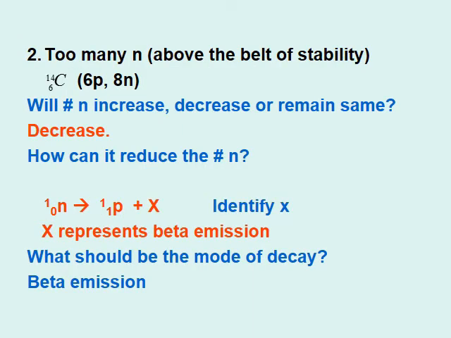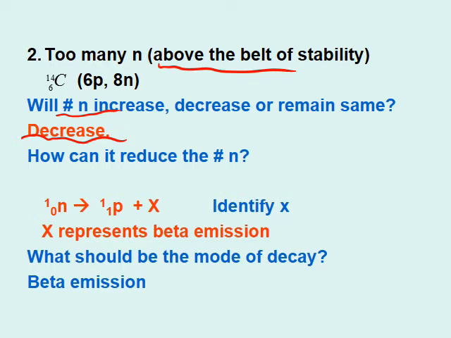Nuclear instability can also be due to too many neutrons relative to the belt of stability. So these are cases when the number of neutrons is lying above the belt of stability. So you have too many neutrons, and the natural trend is the need to decrease the number of neutrons. So here I raise the same question: will the number of neutrons increase, decrease, or remain the same? The answer is going to be decrease because instability is due to too many neutrons.